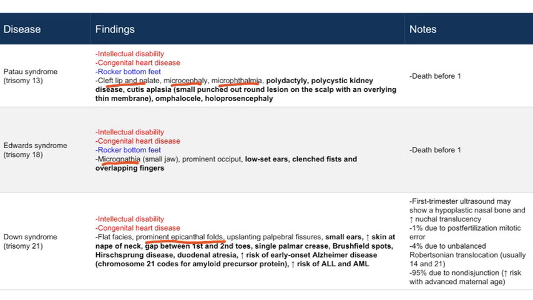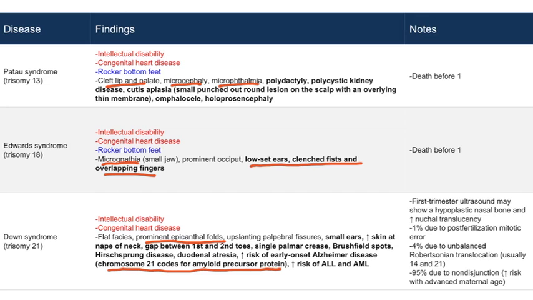In Edwards syndrome, unique and memorable findings include low-set ears, clenched fists, and overlapping fingers. In Down syndrome, these include small ears, increased skin at the nape of the neck, a gap between the first and second toes, a single palmar crease, Brushfield spots, Hirschsprung disease, duodenal atresia, an increased risk of early onset Alzheimer's disease, and an increased risk of ALL and AML. You should know that there is an increased risk of Alzheimer's disease because chromosome 21 codes for amyloid precursor protein, or APP. APP is associated with the pathological findings found in the brain of patients with Alzheimer's disease.